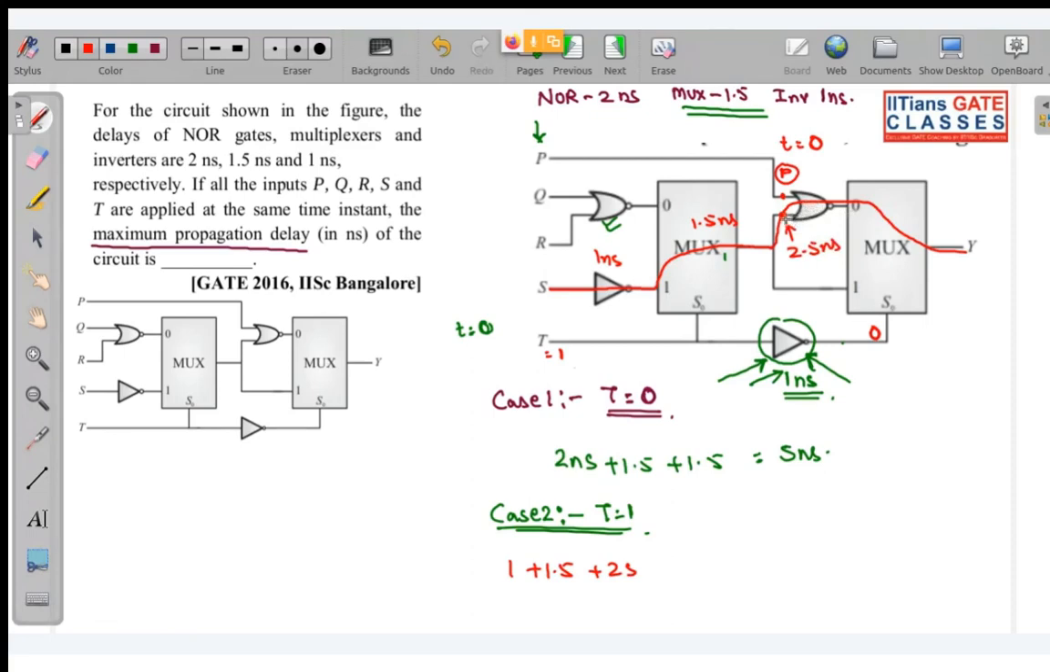And after 2.5 nanoseconds, this gate will take 2 more nanoseconds to give output, and this output will be the input of the mux, and the mux will require 1.5 more. So in total 1.5 plus 1.5 is 3, 3 plus 2 is 5, 5 plus 1 is 6. So 6 nanoseconds. Here it is asked for the maximum propagation delay, so out of 5 and 6, 6 is the maximum. So the answer of this question will be 6 nanoseconds. Tell me if this is clear to you or not. All of you please respond.